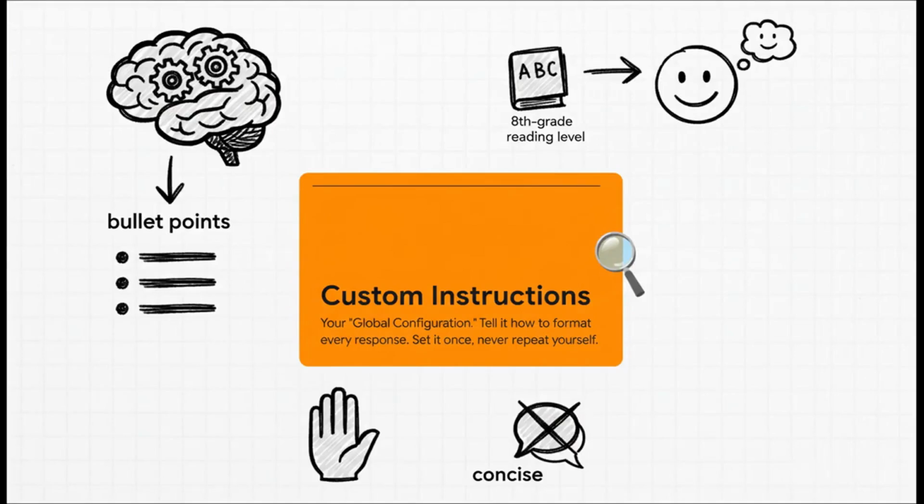So while the master prompt tells the AI who you are and the system prompt tells it how to do a specific task, custom instructions tell it how to behave globally every single time. For instance, I hate fluff, so in my settings, I told it to always be concise and use bullet points. I said it once, and now it applies everywhere.